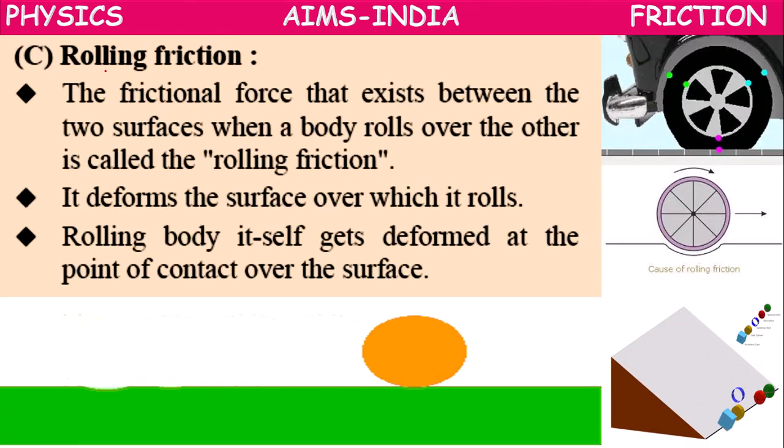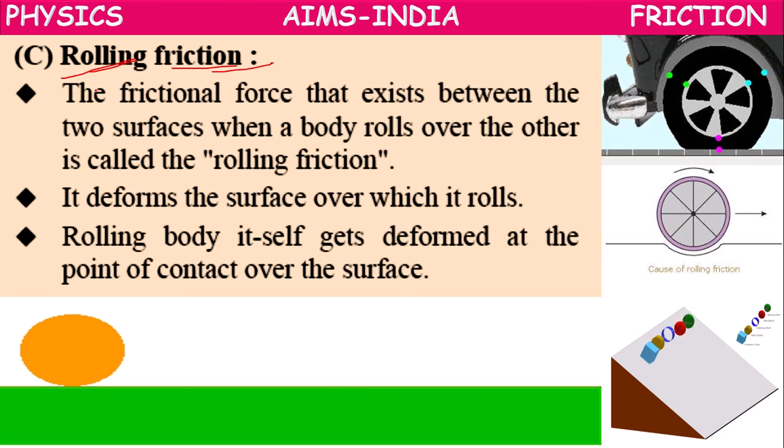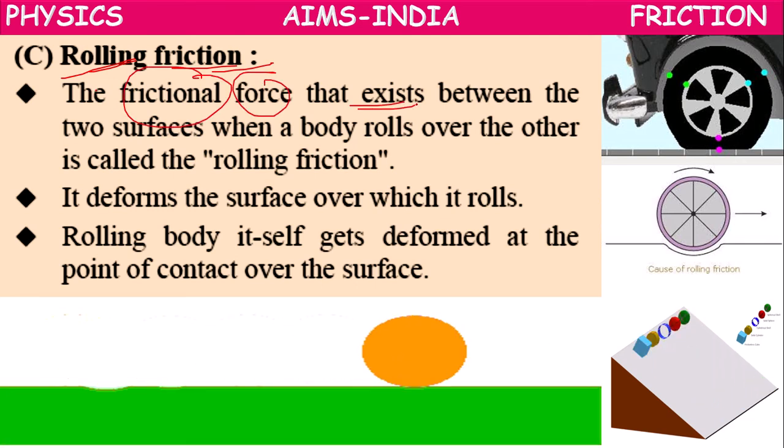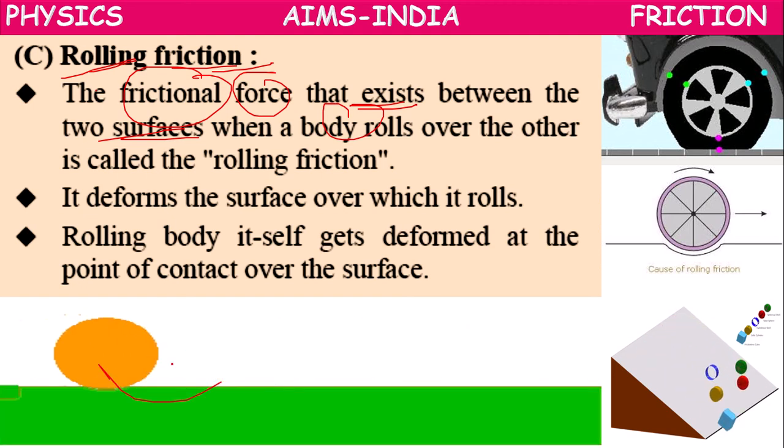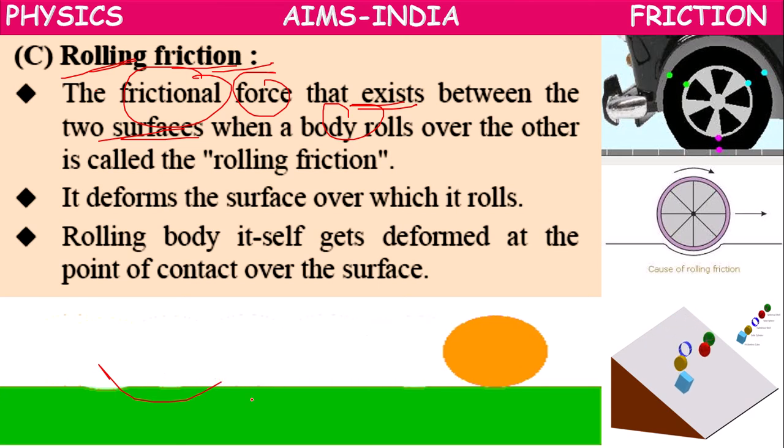So next, children, we have another kind of friction called rolling friction. It means the frictional force that exists between two surfaces when a body rolls. It is rolling, not sliding, because all parts of the body come into touch with the surface while rolling. So that is called rolling friction.